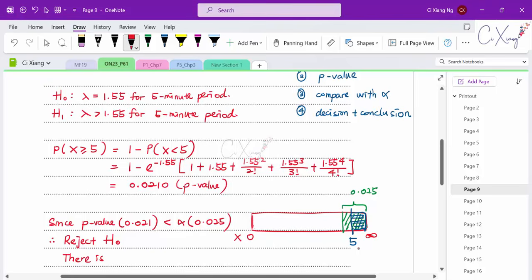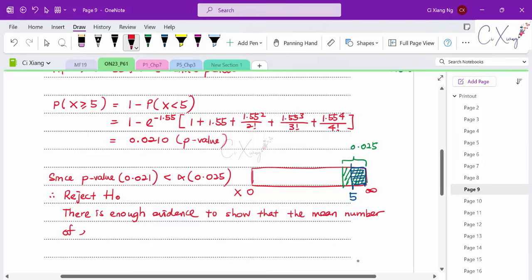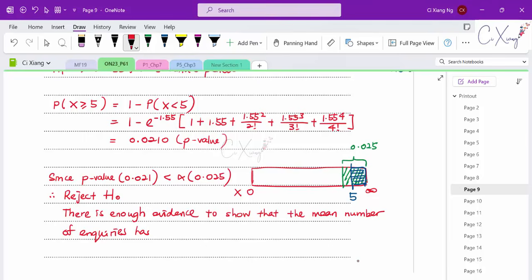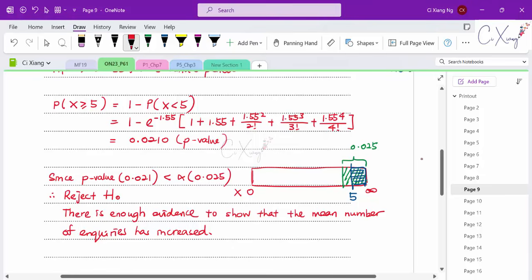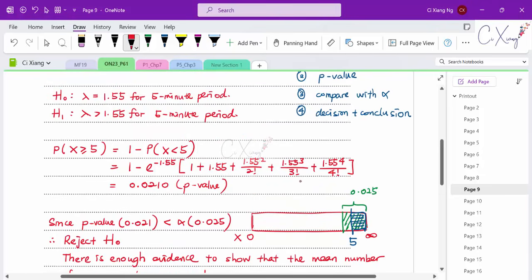So you reject the null hypothesis means you accept the alternative hypothesis, right? So there's enough evidence to show that the alternative hypothesis is true, so to show that the mean number of inquiries has increased. Okay, yeah, so this is the end of the test and this is how we carried it out.